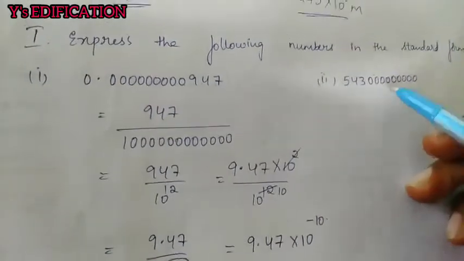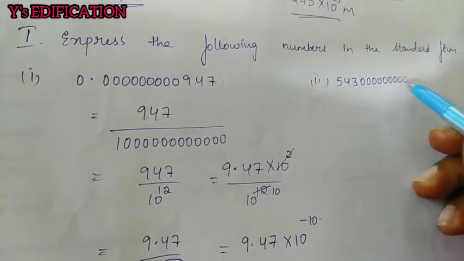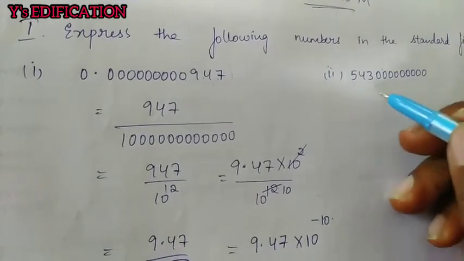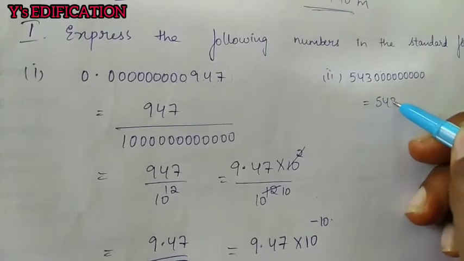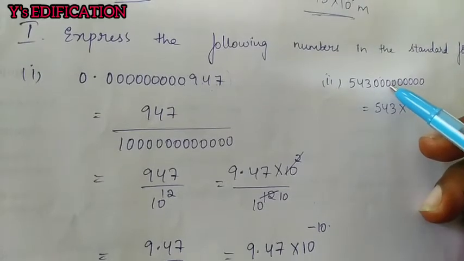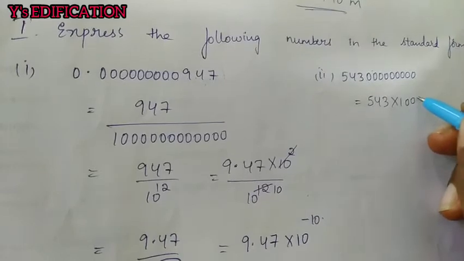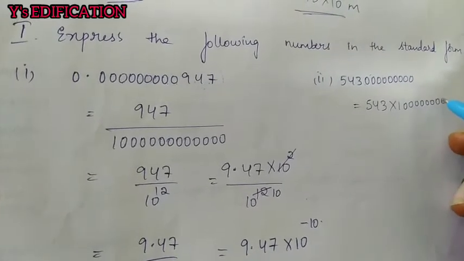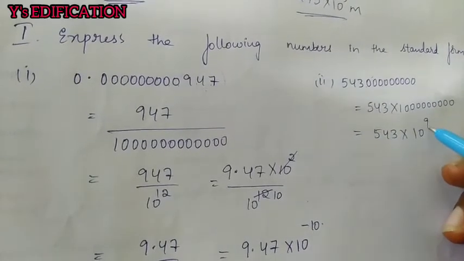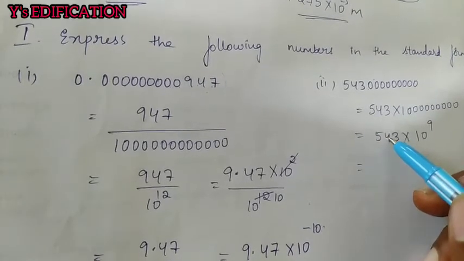Okay, the next one. 543 followed by zeros. We have to write this large number in standard form. First of all, 543 into... how many zeros are there? 1, 2, 3, 4, 5, 6, 7, 8, 9. So 543 into 10 power 9. I want to write it in a very small number. So that means this is 543.